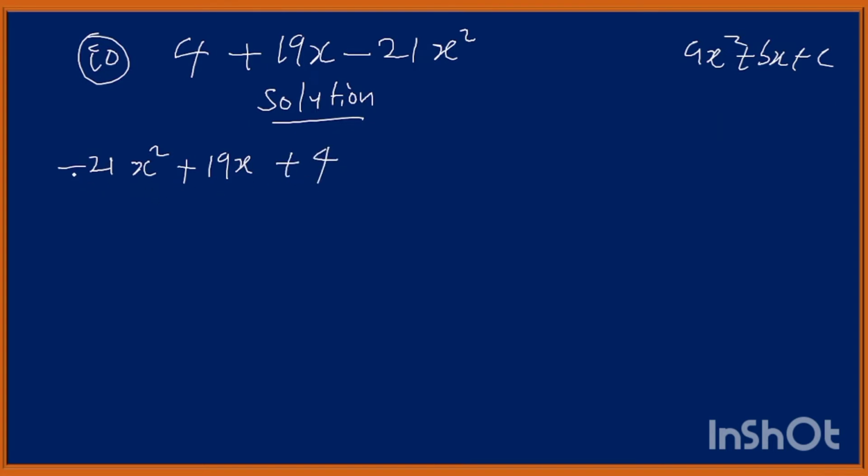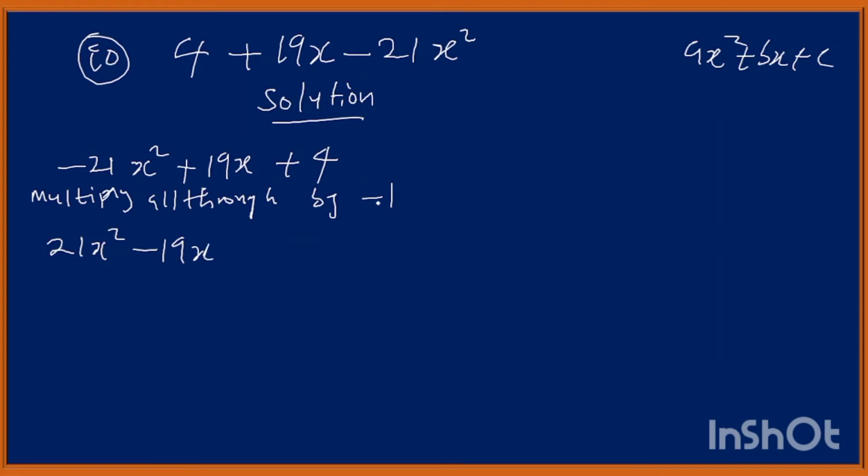I don't like this minus here. So for me to get rid of this minus, I can just multiply all through by minus 1. So if I do that, minus 1 multiplied by minus 21x squared will give me 21x squared. Minus 1 multiplied by 19x will give me minus 19x. Minus 1 multiplied by plus 4 will give me minus 4. So that is now awesome.